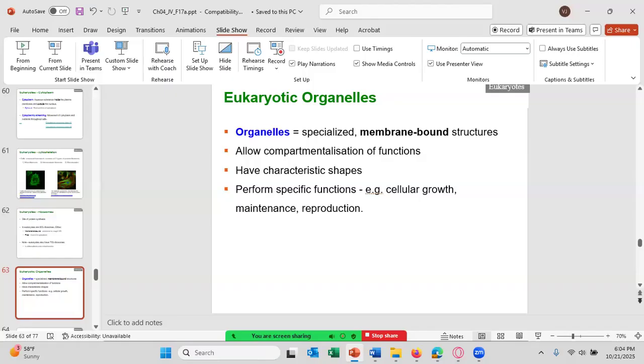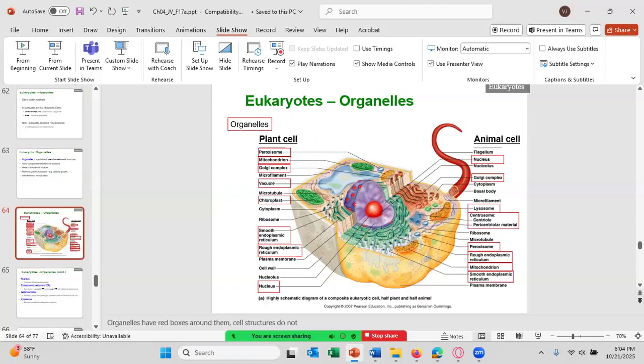Remember, an organelle is a membrane-bound organelle. In eukaryote cells, you only have membrane-bound organelles in eukaryote cells. And this is showing you membrane-bound organelles and non-membrane-bound organelles. I call non-membrane-bound organelles cell structures.